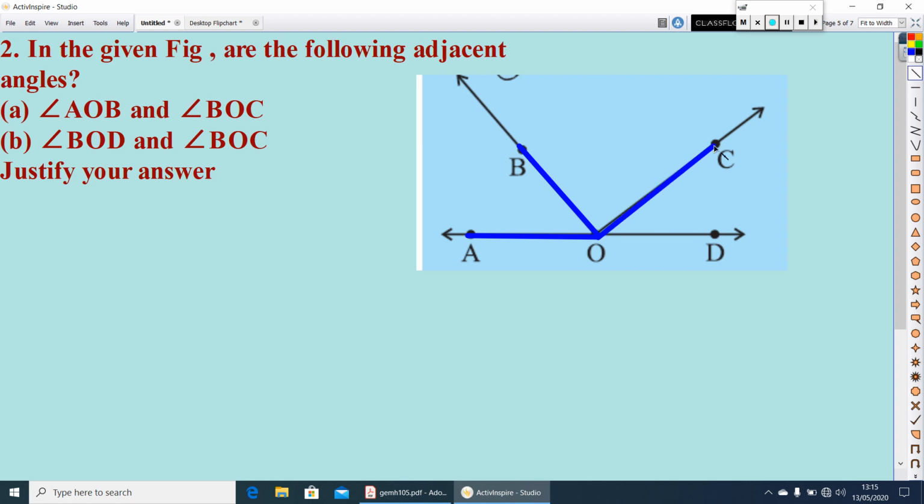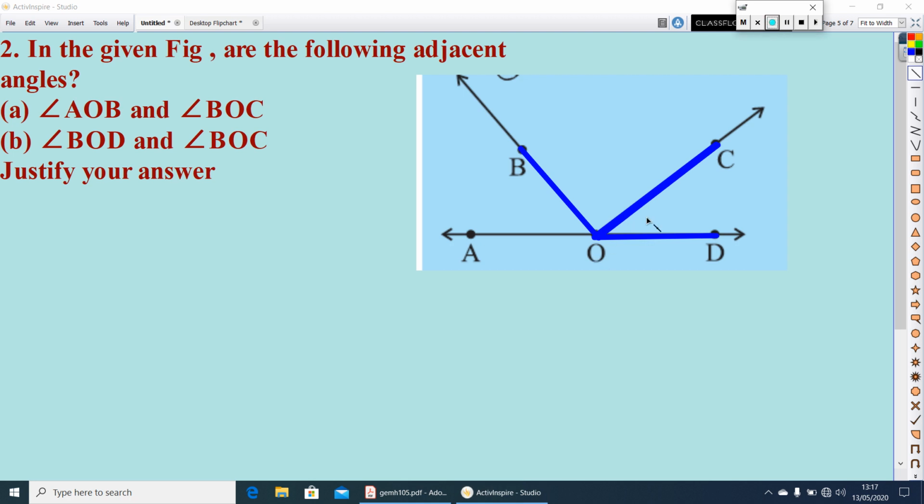BOC. Are they adjacent? Check it. Now in the second, angle BOD and angle BOC. Are they adjacent?